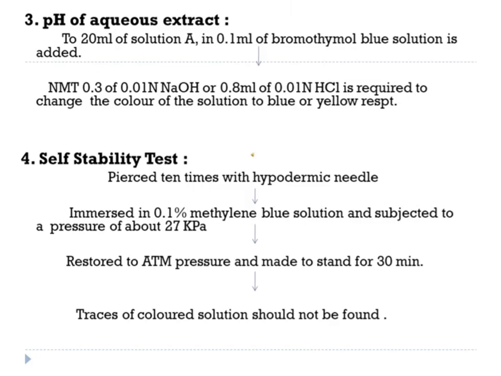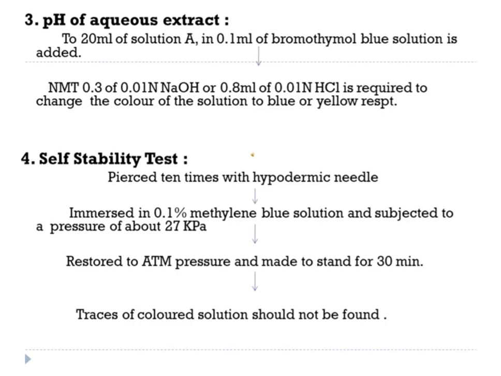Third, pH of aqueous extraction. To 20 ml of solution A, 0.1 ml of bromothymol blue solution is added. Then NMT 0.3 ml of 0.01 normal NaOH or 0.8 ml of 0.01 normal HCl is required to change the color of the solution to blue or yellow respectively.